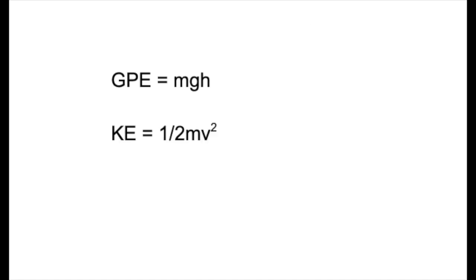After collecting our data, we determined the amount of gravitational potential energy and kinetic energy present in the system at various times. We used the equations gravitational potential energy equals mass times the acceleration due to gravity times height, and kinetic energy equals 1/2 mass times velocity squared.